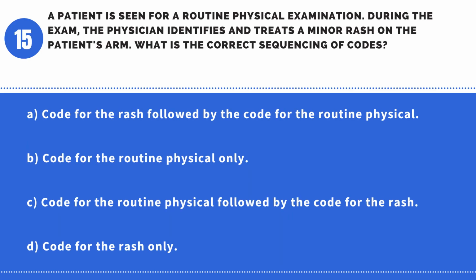Question 15. A patient is seen for a routine physical examination. During the exam, the physician identifies and treats a minor rash on the patient's arm. What is the correct sequencing of codes? A. Code for the rash followed by the code for the routine physical. B. Code for the routine physical only. C. Code for the routine physical followed by the code for the rash. D. Code for the rash only.